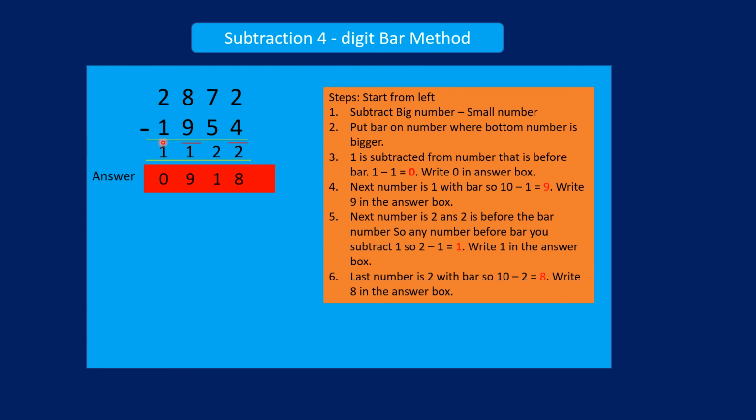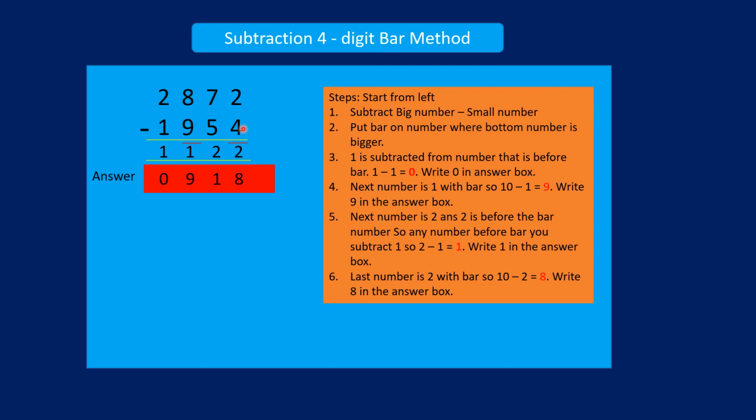2872 minus 1954. Again, start from left. Big number minus small number. 2 minus 1, 1. And big number is at the bottom. 9 minus 8, 1. And 7 minus 5, 2. 4 minus 2, 2. Put bars on number where bottom number is bigger. So here bottom number is bigger. We are going to put bar on 1. And we are going to put bar on 2 because 4 is a bigger number at the bottom.